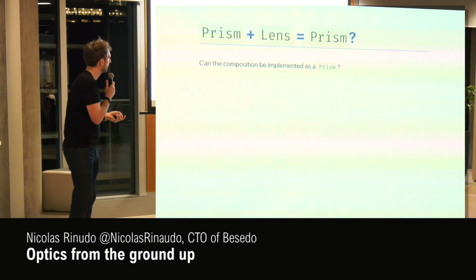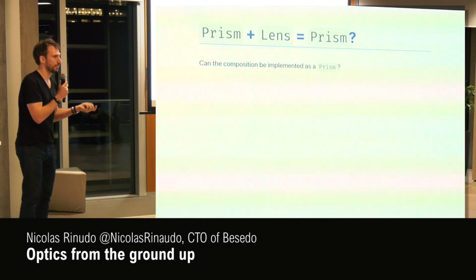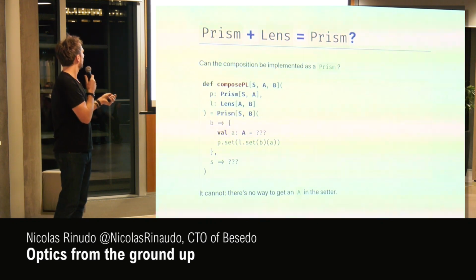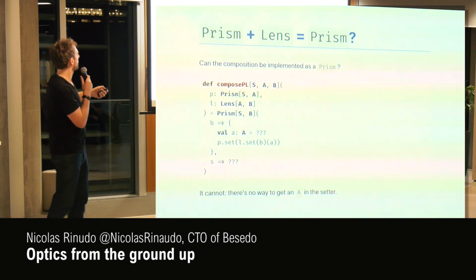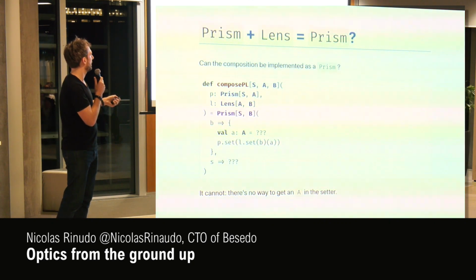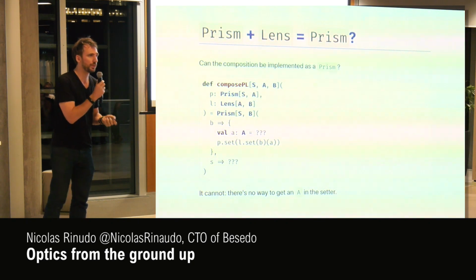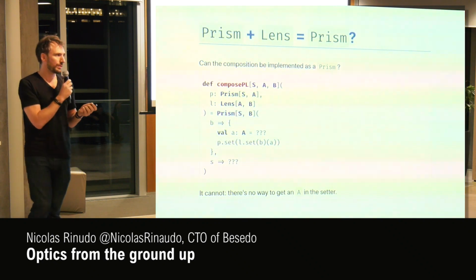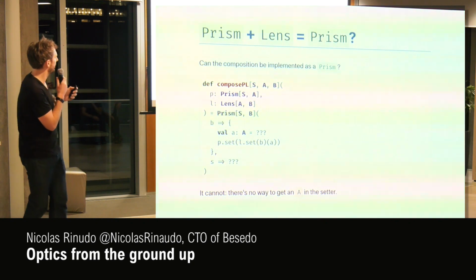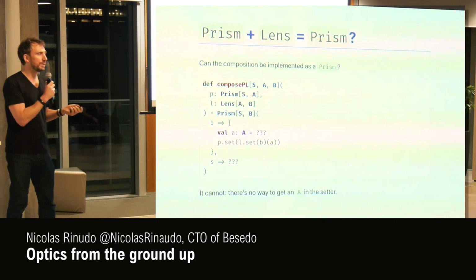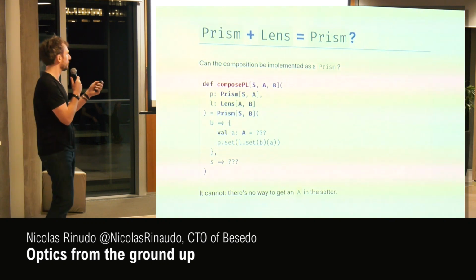And so could the composition be implemented as a prism? Let's have a go. If we try to implement that as a prism, we get stuck when we try to write a setter, because in order to set the B inside of the A, we need to get an A. The only way to get an A is from the prism, and the prism doesn't return an A, it returns an option of A. So there's no way to actually write that, because we can't have a function that, given a B, will return an A. We need to have options somewhere in there. So we get stuck, we can't make it work.